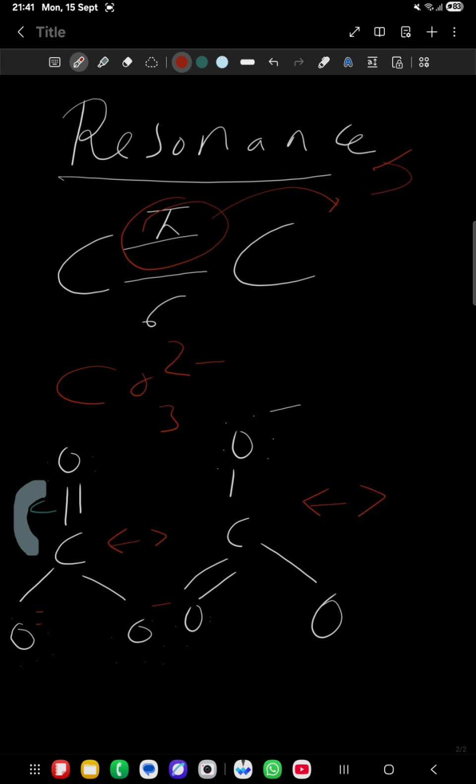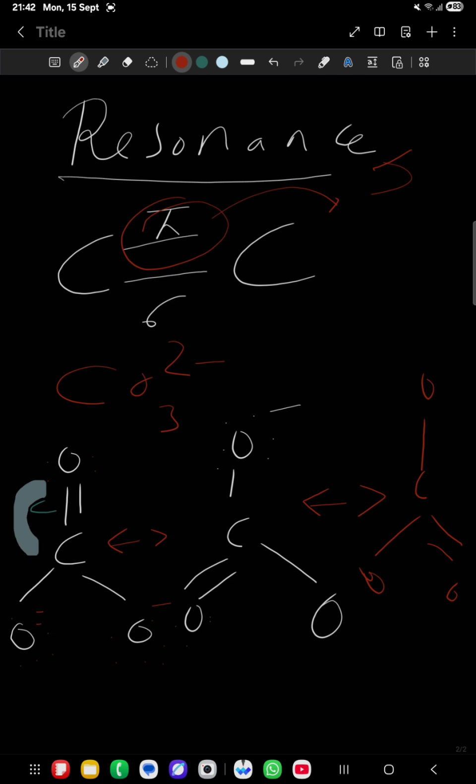Again there is a delocalization occurring, and again this particular pi bond shifts itself, and when this pi bond shifts, we can again get this kind of structure of carbonate, C, O, O double bond O.